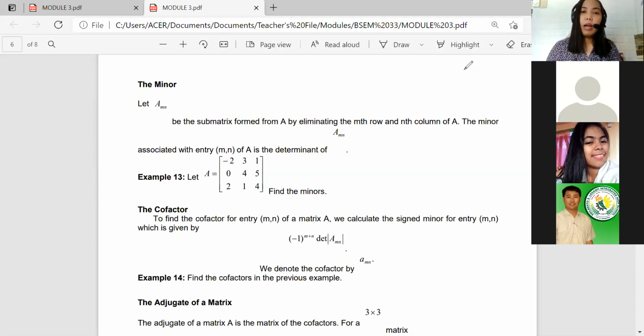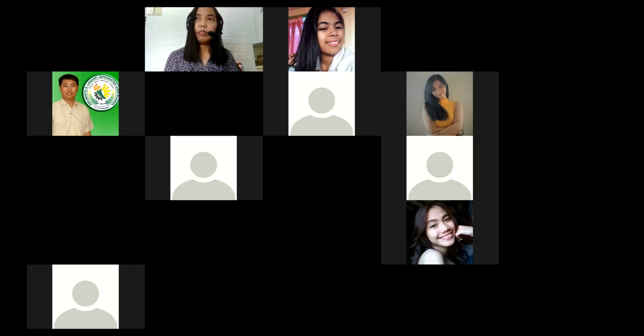Okay? So, when we get the minor of this given matrix, ibig sabihin lahat na kunin natin. Ginawa natin to last time class kasi ang ginamit ni Ira ay cofactor expansion. Tama ba? Ira, ikaw nga ba yun? Yes po. Okay, so let's find the minors of the given matrix.